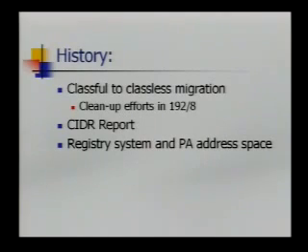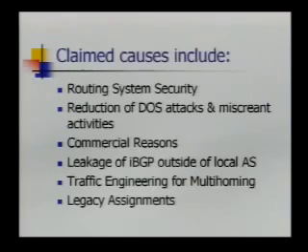In the history part of the document, we talk a little bit about the migration from the classful to the classless routing system, and the efforts to clean up the 192/8 space, which I think were pretty successful. The CIDR report, which Tony Bates started all those years ago, was trying to encourage and assist people with their migration from the classful to the classless system. And of course, it's well known, Geoff's current CIDR report and the website that goes with it, again try to encourage aggregation efforts. We also talk about the registry system and the provider aggregatable address space that it introduced.